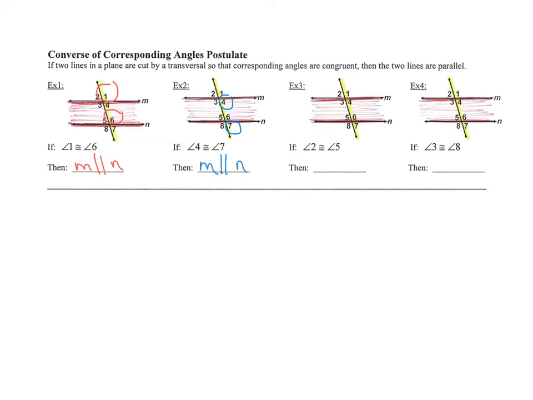Number 3 says that if angle 2 and angle 5 are congruent, now that's a pair of corresponding angles. Since that pair is congruent, now we can conclude by the converse of the corresponding angles postulate that those lines are parallel. And finally, another pair of corresponding angles is congruent, angle 3 and angle 8 in a different problem. Since those are congruent, we can conclude that lines M and N are parallel.